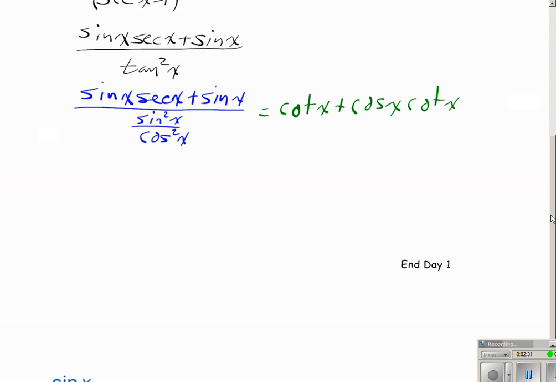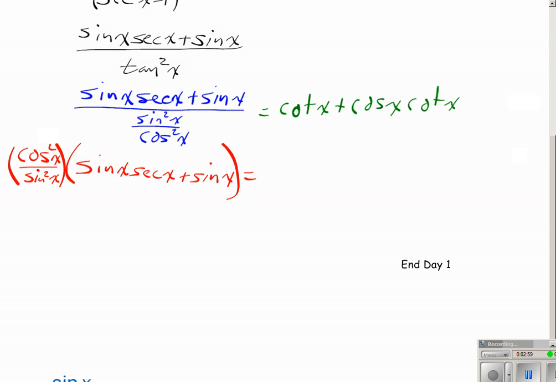We don't like complex fractions, so typically when that happens, we change to multiplying by the reciprocal. So we have the sine x secant x plus sine x times cosine squared x over sine squared x. And we're multiplying by that whole quantity. Don't forget the parentheses there. So if we distribute that, we see that we're going to get some canceling of the sines in there.